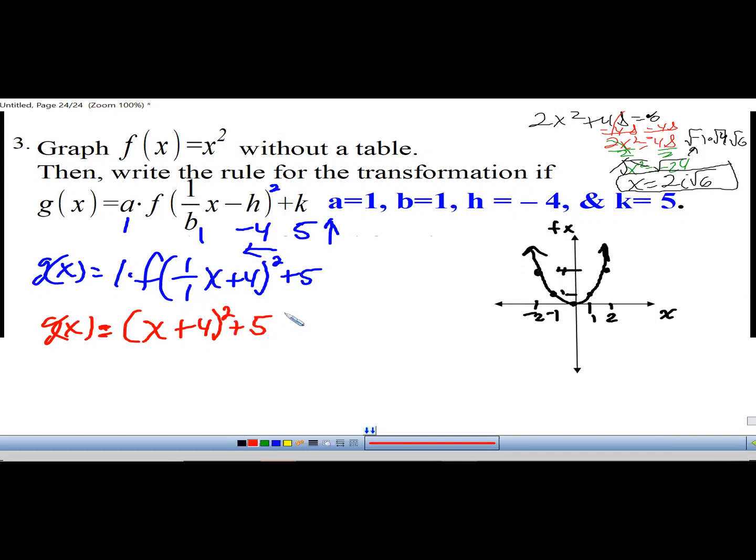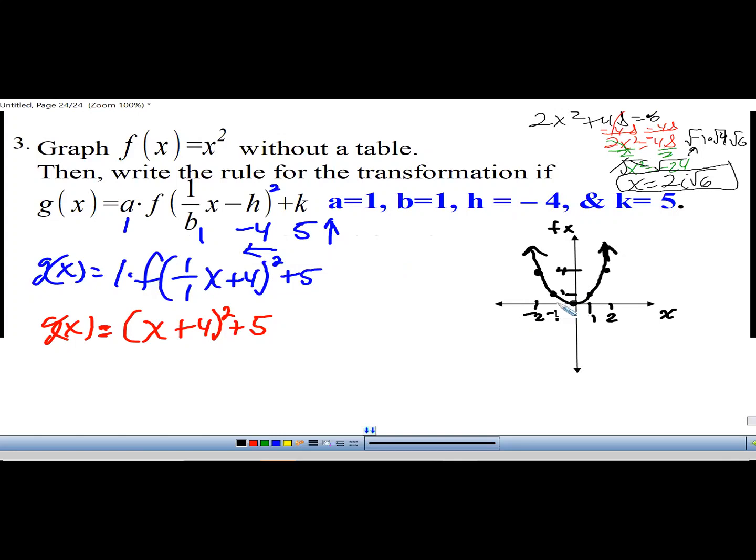All right, so here we go. We need to move all the points 4 to the left and 5 up. So I'm only going to move the vertex. Look up to the screen. What's the vertex, Mr. Q? Once again, remember when we covered parabolas that the lowest or the highest point was the vertex. So I'm going to move this vertex. That's at 0, 0. I'm going to move it 4 to the left and 5 up.